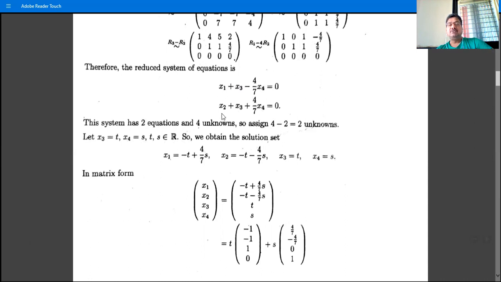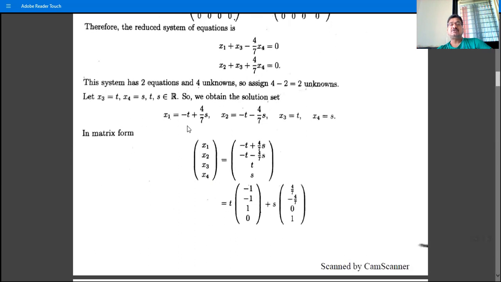And so we obtain the solution. From this we have the value of x2 as minus x3 minus 4 by 7 x4, so minus t minus 4 by 7 s is x2, and x1 is minus x3 plus 4 by 7 x4, that is minus t plus 4 by 7 s. Substituting x3 as t and x4 as s, we have the solution of the system: x1 is minus t plus 4 by 7 s, x2 as this, x3 as this, x4 as s.